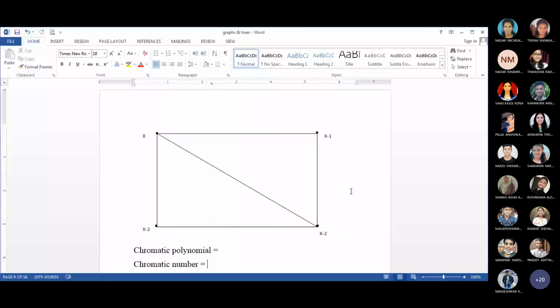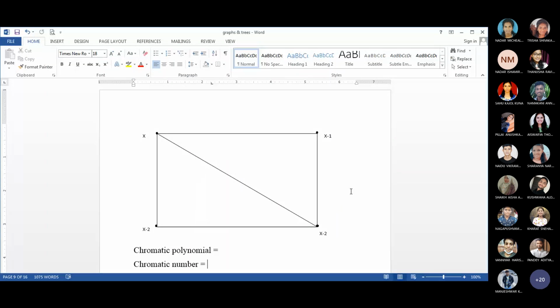Why? Because in this case vertex 3 is adjacent to vertex 1 as well as vertex 2. That means vertex 3's color has to be different from vertex 1 and vertex 2. For this, two colors get subtracted from the overall colors, so I get x minus 2.